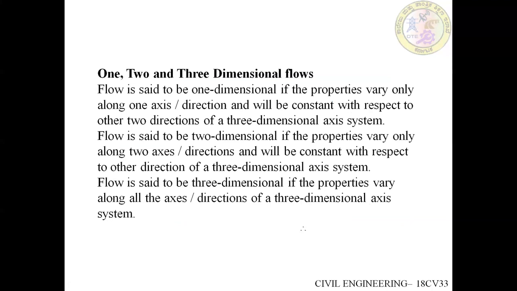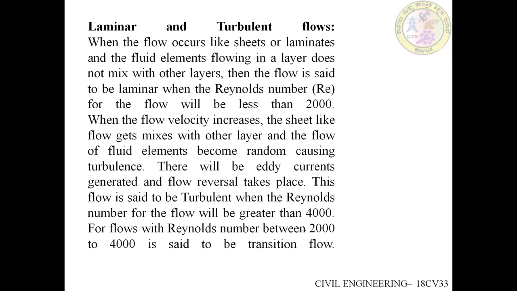Next type of fluid flow is 1, 2, and 3-dimensional flow. A flow is said to be one-dimensional if the property varies only along one direction and is constant with respect to the other two directions. Next, a flow is said to be two-dimensional if the property varies only along two directions and is constant with respect to the other direction. The last one, the flow is said to be three-dimensional if the property varies along all the directions of the three-dimensional axis system. Next is laminar and turbulent flow.